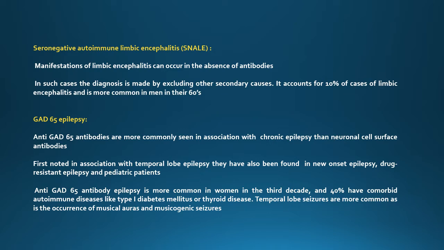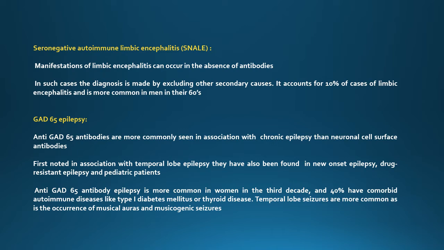GAD65 epilepsy. Anti-GAD65 antibodies are more commonly seen in association with chronic epilepsy than neuronal cell surface antibodies. First noted in association with temporal lobe epilepsy, they have also been found in new-onset epilepsy, drug-resistant epilepsy, and pediatric patients.